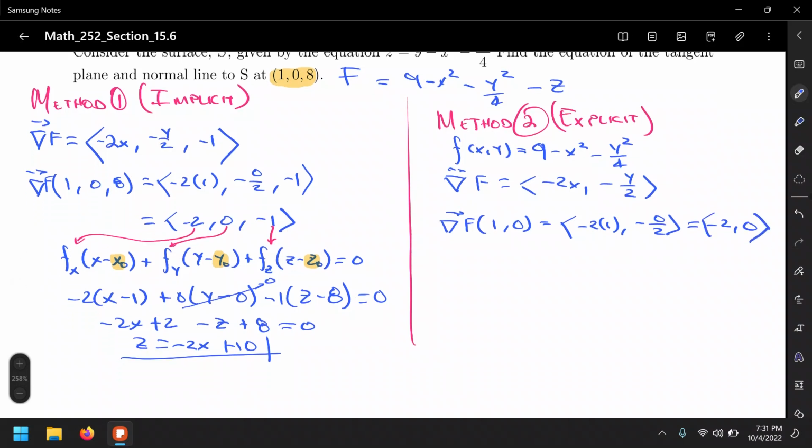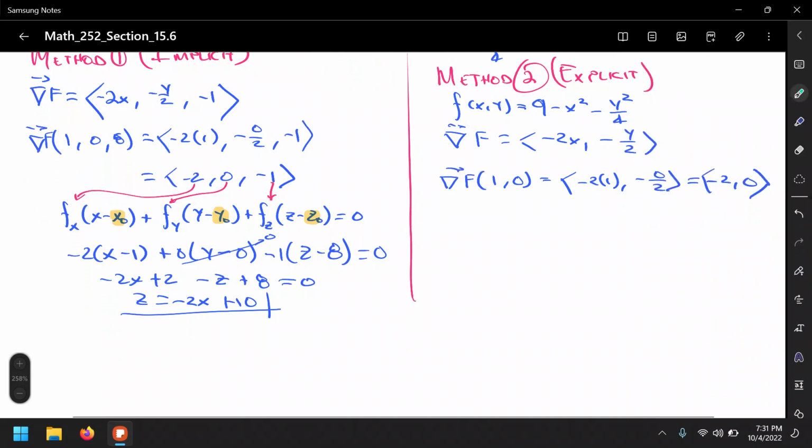The vector, if you notice, is very similar to the one we got using the first method. But now we're going to use a different formula to get the equation. Let me write down the formula so you don't flip pages back. That's z equals the partial derivative of f with respect to x, times x minus x naught, plus partial f with respect to y, times y minus y naught, plus f of x naught, y naught. These partial derivatives are the components of the gradient vector.